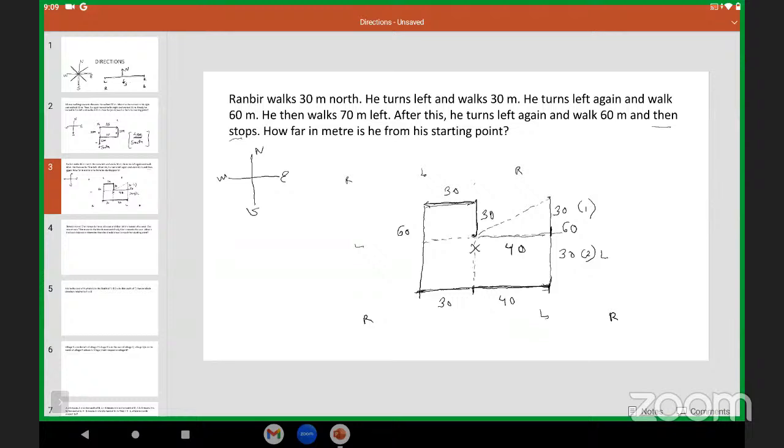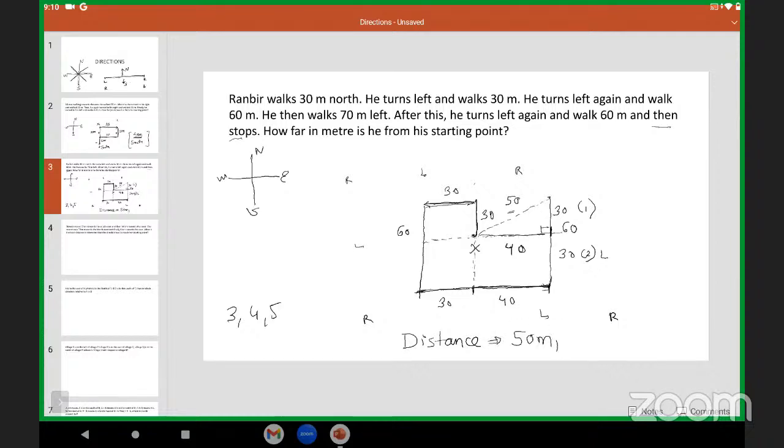So now 30 and 40, that is 3 and 4, these are triplets. The triplets are nothing but 3, 4, 5. If you put the formula, that is 30 square plus 40 square, or 3 square plus 4 square, you will get the hypotenuse as 50 or 5. So this is 50 meters. So the distance right now is 50 meters.